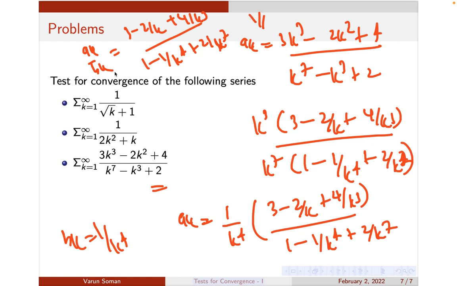That means your ak and bk either converge or diverge together. But your bk is 1 by k raised to 4, which is a harmonic series with p equal to 4. It converges because p is greater than 1. Hence, this series also will converge. Okay, very simple. I hope you understand this also.